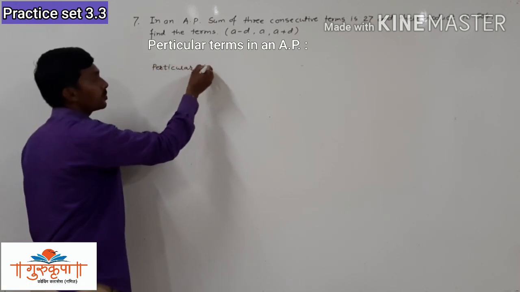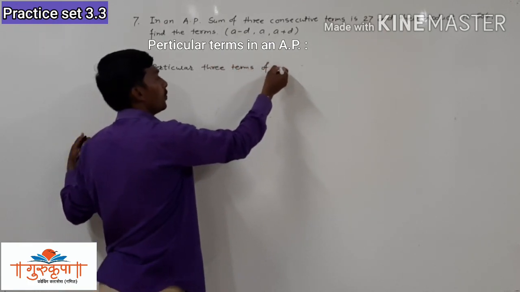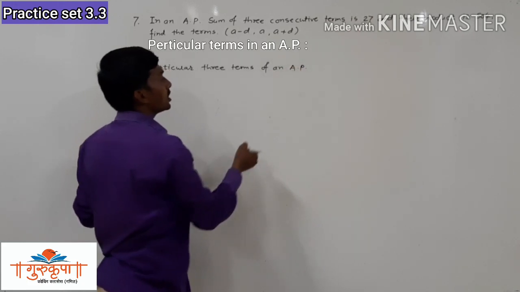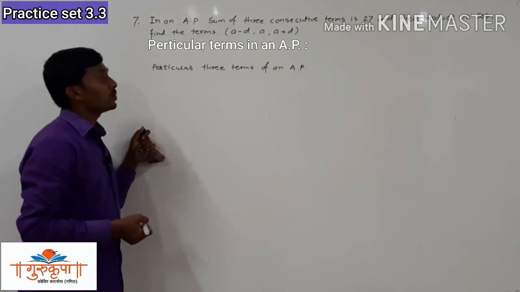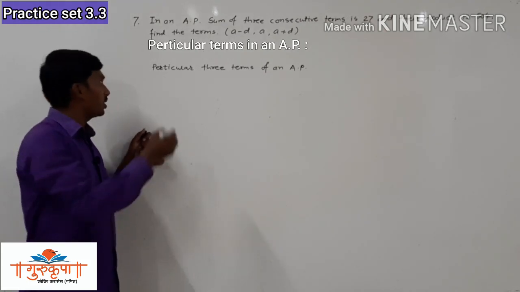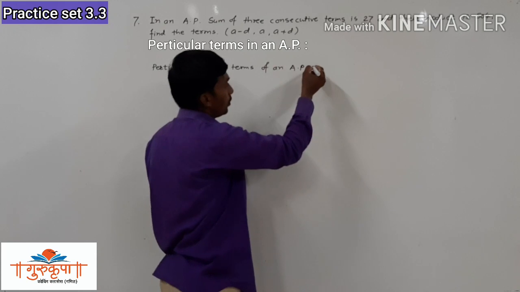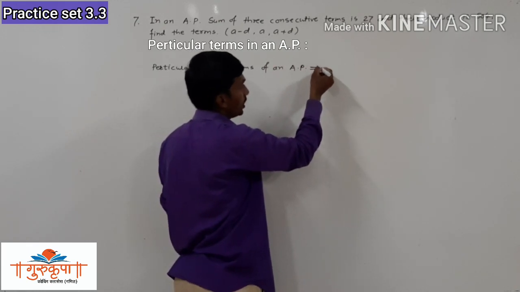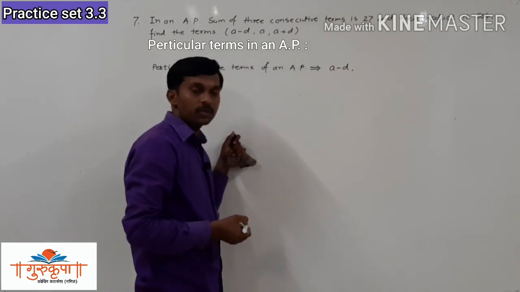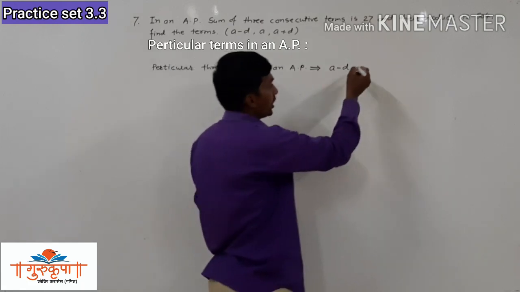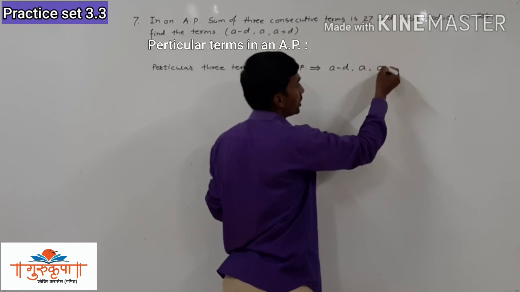Particular three terms of an AP, if you have given the example about the three terms. Then which three terms we have to use there? That is very important. If the example is given about the three terms, three particular terms, then we have to use these three terms. The first term we have to use, that is a minus d. Now second term we have to use, that is a only. And third term we have to use, that is a plus d.